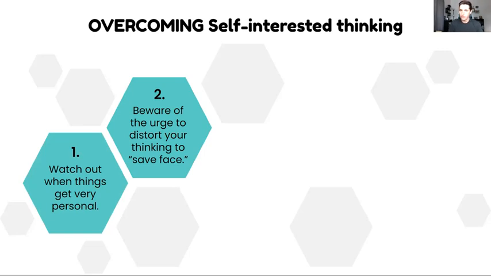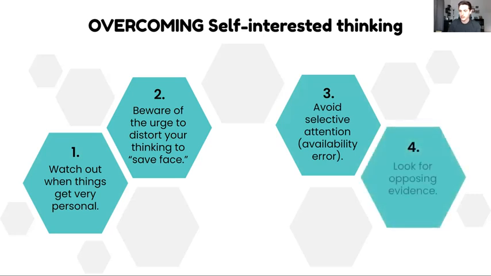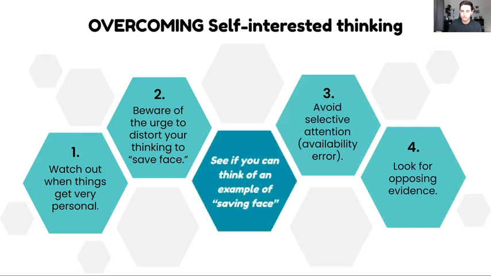And it's understandable why we do this. We don't like to look bad or at fault or guilty, culpable, right? But we need to be very, very careful about doing this when it comes especially to things that matter a lot. And so we have this psychological tendency to save face when we want to avoid looking culpable. We also want to avoid selective attention, or what we call availability error, which will come up in more detail in a second. And we want to look, as we've already discussed, for opposing evidence.